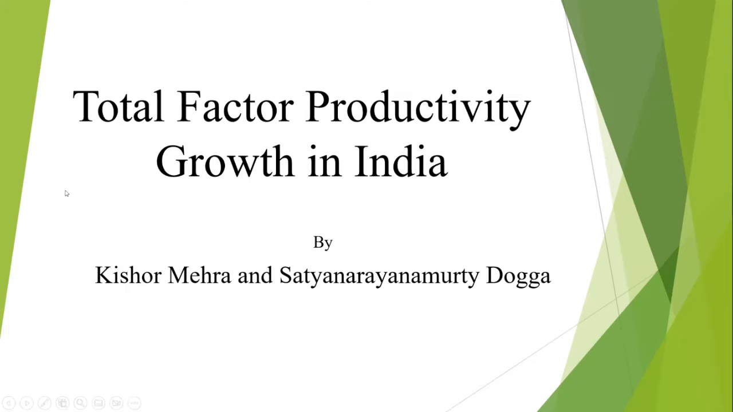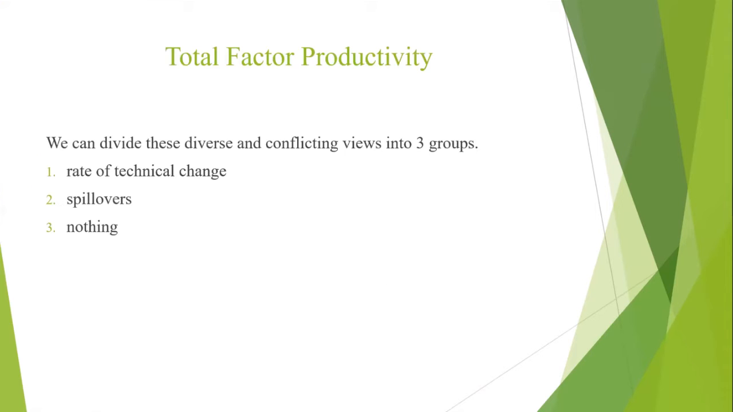Good afternoon, all. The topic of my research is total factor productivity growth in India. First, what is total factor productivity? Whenever we go for a production function, there are factors of production, like, in the simple case, capital and labor. Then there is something which can't be explained by the elasticities of these two inputs. Whatever is left is called total factor productivity.